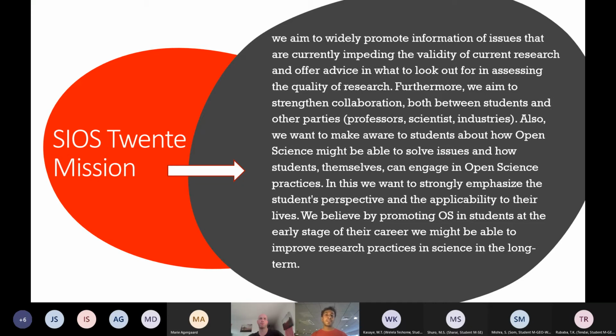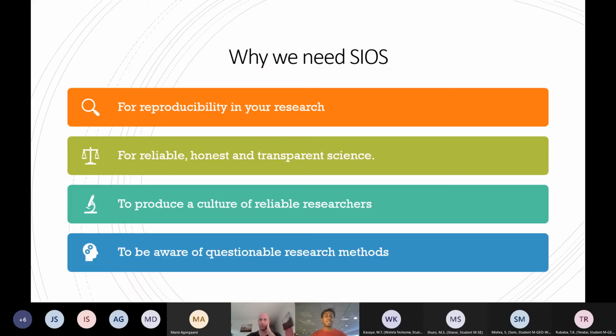In this way, we want to strongly emphasize the student perspective and the applicability to their lives. We also believe that by promoting open science to students at the earliest stage of their careers, we might be able to improve research practices in science in the long term. Apart from that, why do we need SIOS?